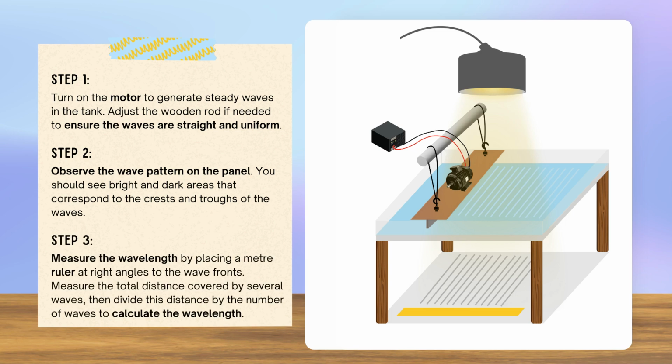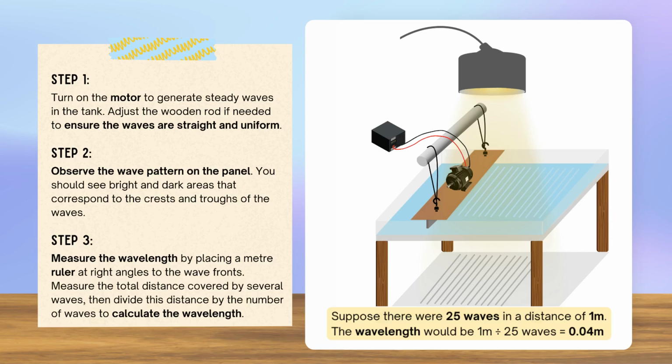With this in place, we can measure the wavelength by placing a meter ruler at right angles to the wave fronts. Measure the total distance covered by several waves, then divide this distance by the number of waves to calculate the wavelength. For example, suppose there were 25 waves in a distance of 1 meter. The wavelength would be 1 meter divided by 25 waves, which equals 0.04 meters.